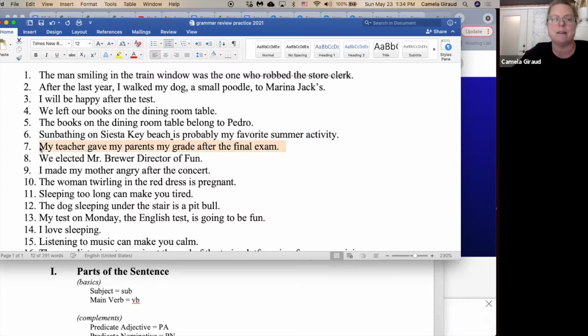Okay, looking at number 7. My teacher gave my parents my grade after the final exam. I can't believe she did that. Okay, here we go. My teacher is the subject. Gave is the verb. What did she give? Oh, she gave the grade, right? So the grade is the direct object. That's the thing immediately after the verb. She gave the grade to my parents. It doesn't say to my parents, it just positions it as an indirect object. So parents is the indirect object. When did she do it? Well, that prep phrase right there, that begins with a prep and ends with a noun, answers when the giving happened. So that sounds like a prep phrase adverb.